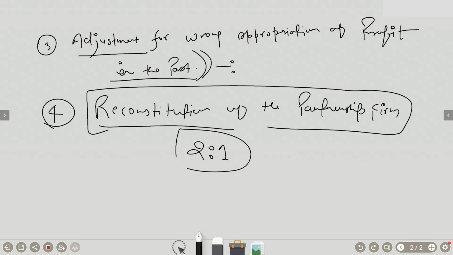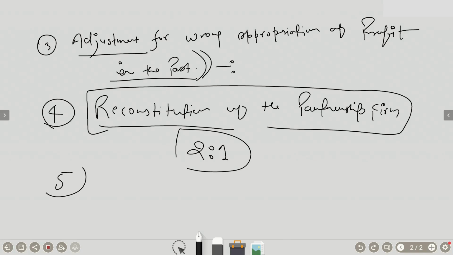If the existing clauses, terms, conditions, rules and regulations are changed, the partnership firm creates a new agreement, and that agreement reconstitutes the partnership. I think you got this point of reconstitution of partnership.